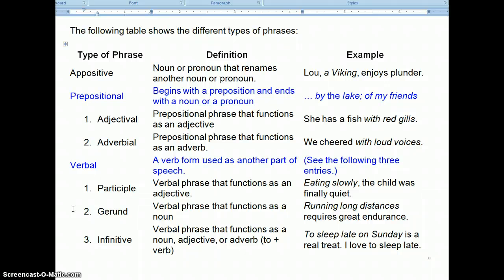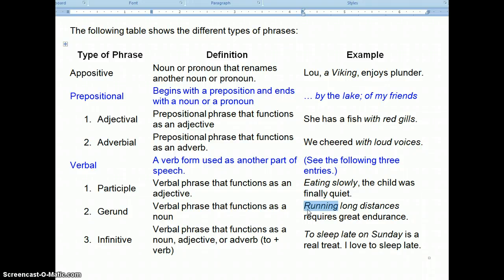Okay, now we come to the gerund. The gerund is a verbal phrase that functions as a noun. So, let's look at our example sentence. Running long distances. There we go. Running long distances. Here is the part that most of us would consider as a verb. It makes it look like it's a verb, but look at where it is in the sentence. It is at the beginning of the sentence.